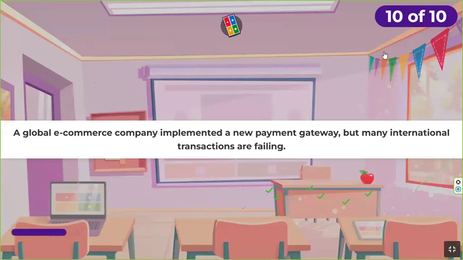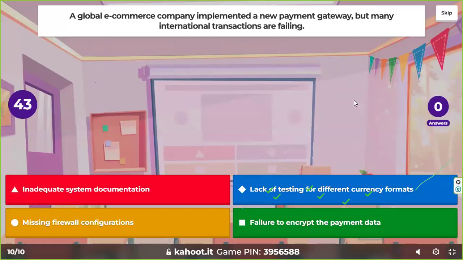A global e-commerce company implemented a new payment gateway, but many international transactions are failing. What is the reason? The system documentation did not fail. Lack of testing on different currencies may be the right answer. Missing the firewall, it may be. Failure of encryption of payment data, maybe or maybe not. So just think.